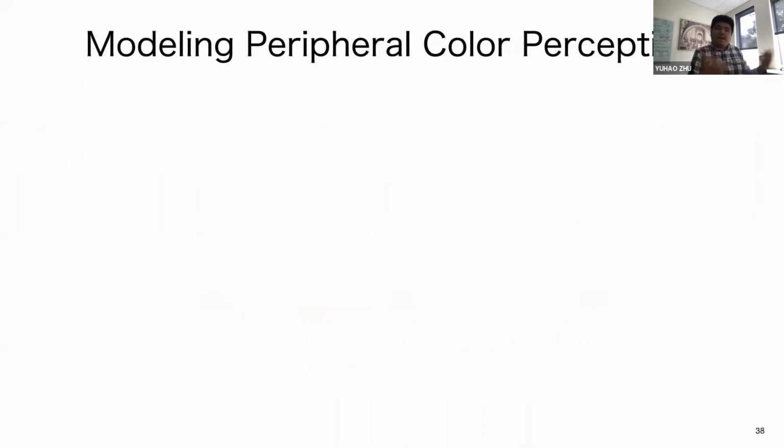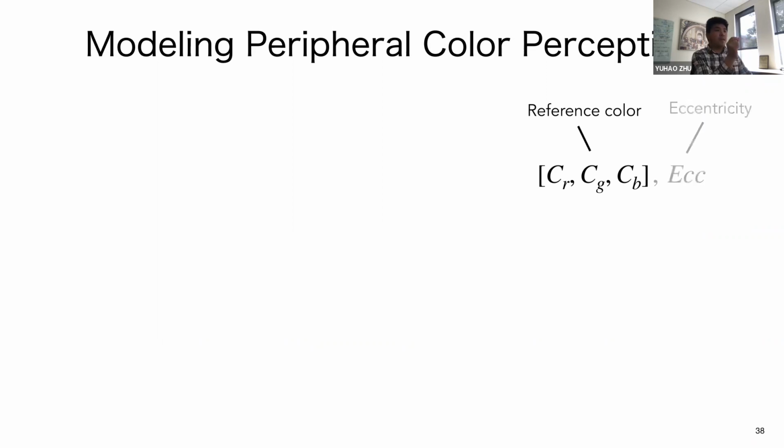Okay, but that's just experimental data. We need a computational model that allows us to capture it. So the idea is to build a computational model, and the model would take the following parameters or inputs. The first input is the reference color, the RGB values of the reference color that we want to match, and also the eccentricity, 10-degree, 25-degree, or 12.